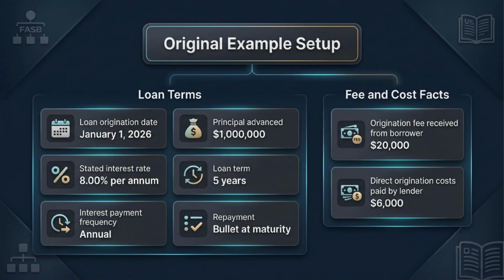On January 1st, 2026, a lender advances a $1 million 5-year loan. The stated interest rate is 8% with annual interest payments, and the principal is repaid as a bullet payment at maturity. The lender receives a $20,000 origination fee from the borrower and pays $6,000 of direct origination costs. We are not recognizing the fee immediately. We first net the fee and cost, adjust the carrying amount, and then solve for the effective yield.